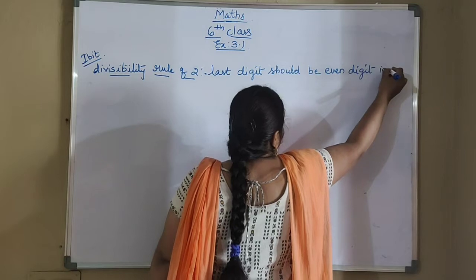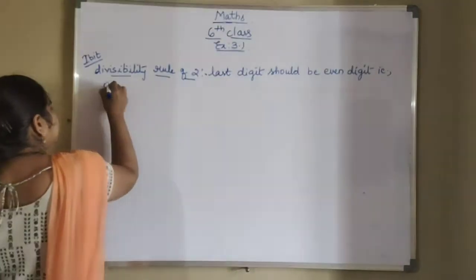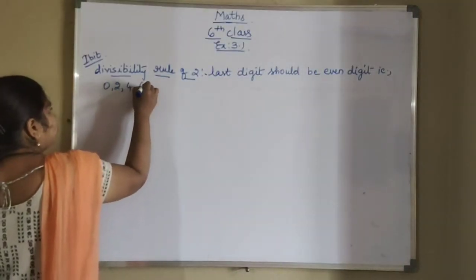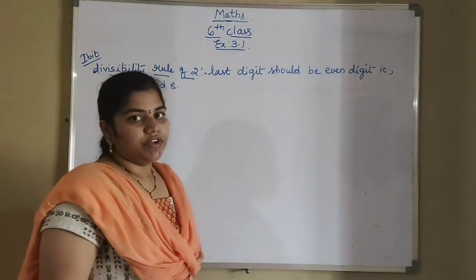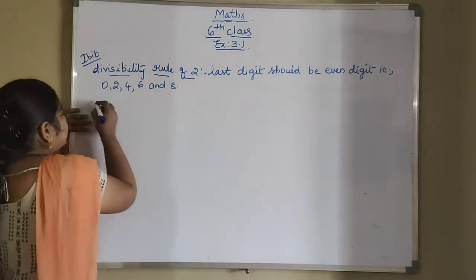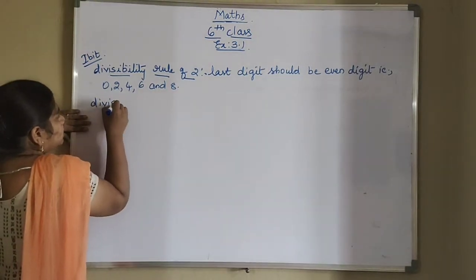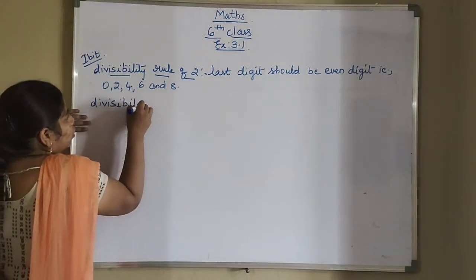Last digit should be an even digit. What are the even digits? 0, 2, 4, 6 and 8. So these are the even digits. And which divisibility rule have they asked next? Next is the divisibility rule of 3.